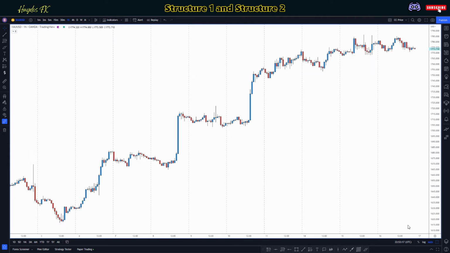I don't trust this low, because what has it achieved? Has it broken and made a new high close? No, it hasn't. Has this one? No, it hasn't. So this still is my main structural low. My first structure is in this whole zone. This is my zone that I've got most interest in.